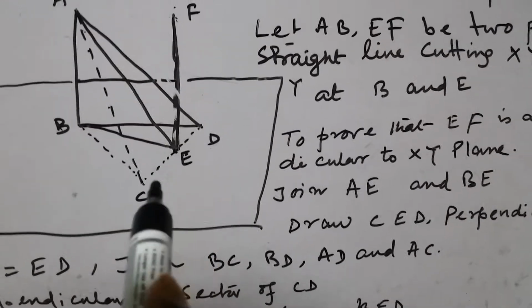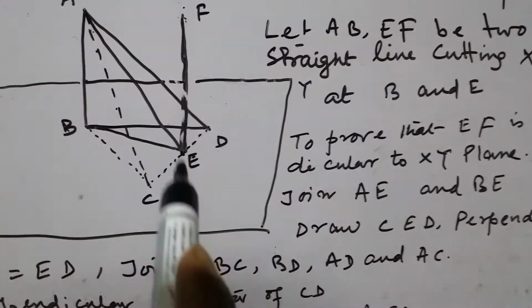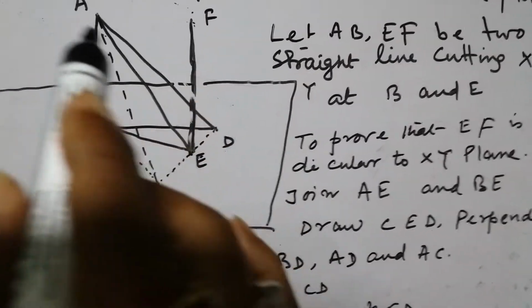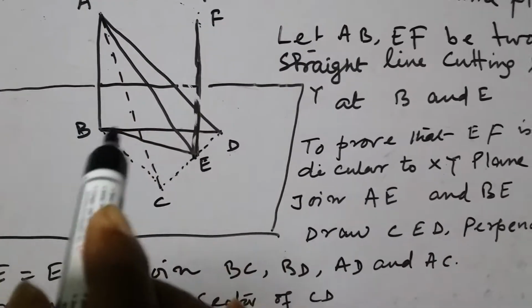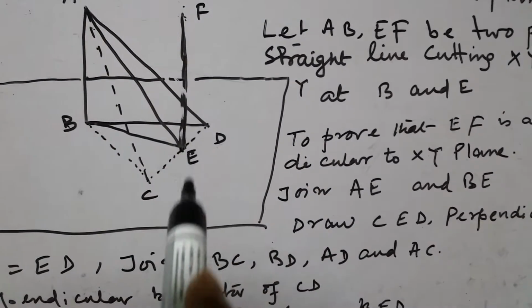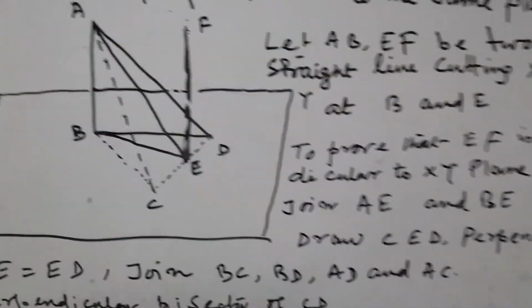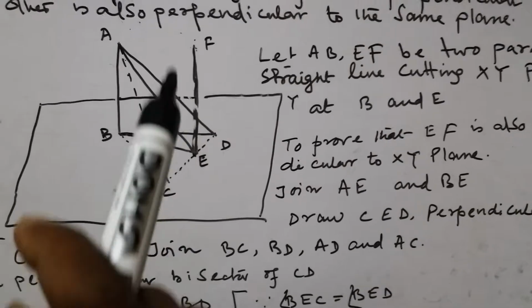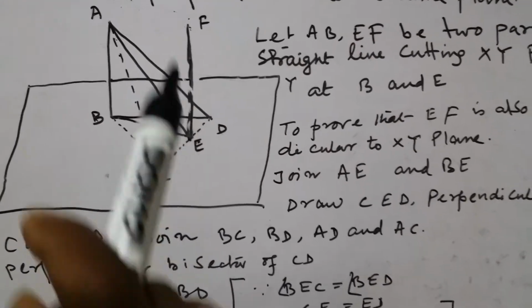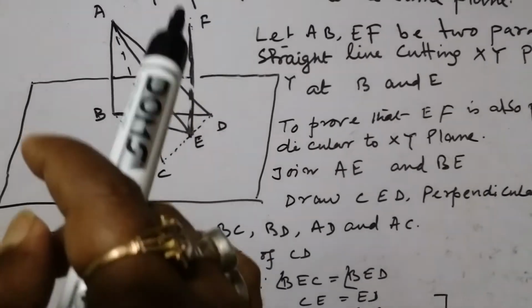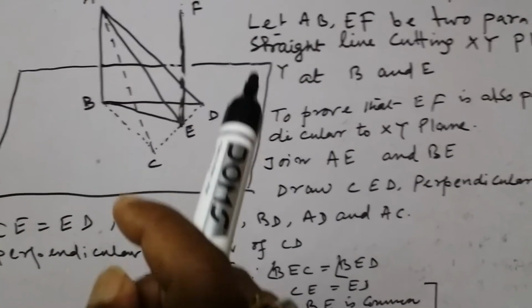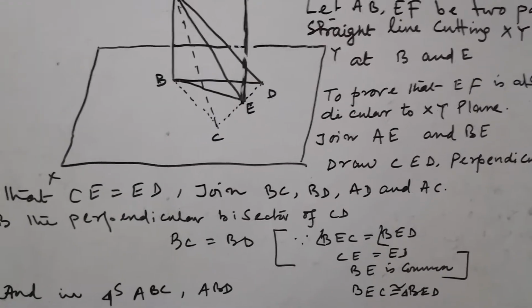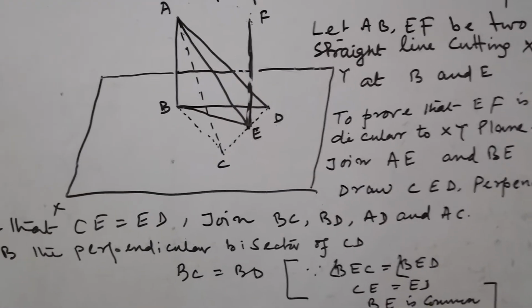So CD is also perpendicular to EF, because EF and AB are parallel, so EF lies in that plane which is parallel to ABE, and that's why CD is perpendicular to EF. So EF is perpendicular to BE and EF is perpendicular to CD. So EF is perpendicular to the plane containing BE and CD, that means the XY plane. Okay, so you have proved it.